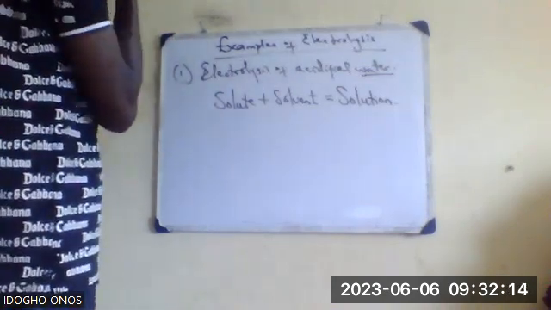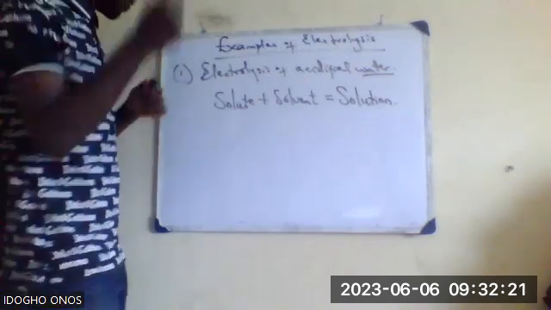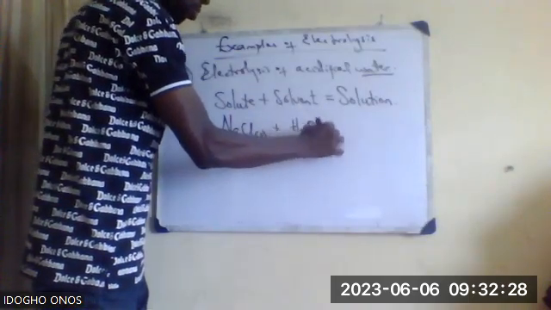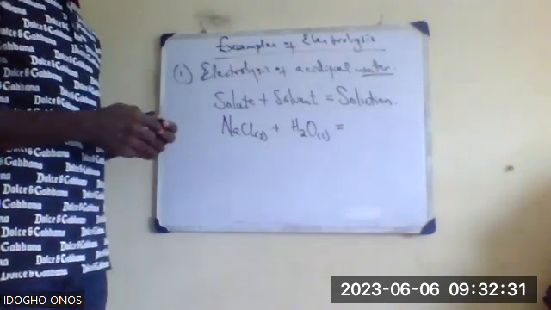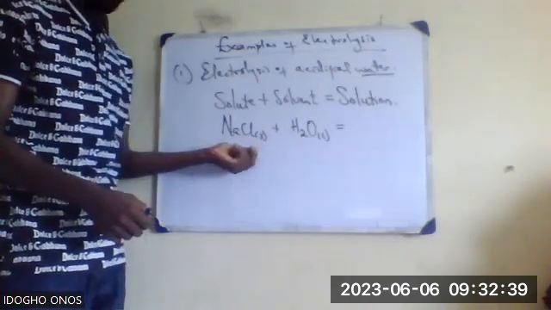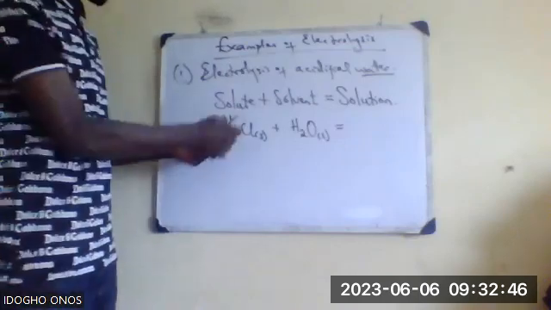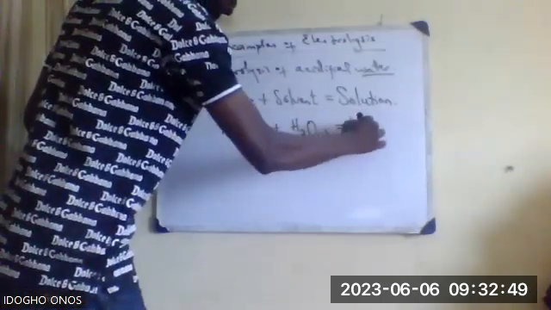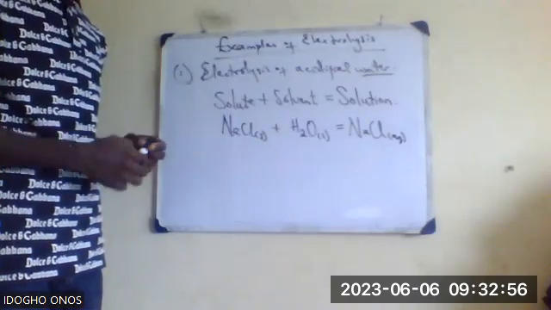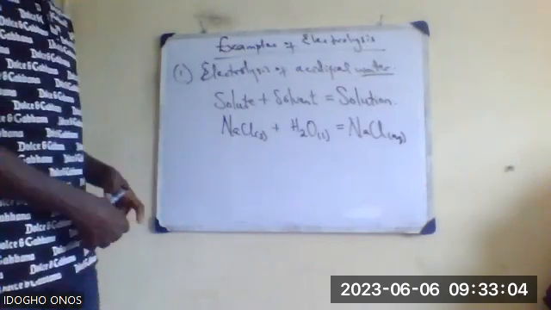So take note that a solution is made up of two components, the solute and the solvent. Then I have NaCl, solid, and H2O, liquid. What will I get in this equation? NaCl is sodium chloride, solid. H2O, water. Gives me sodium chloride solution, which will now be aqueous. So this is just like you having your normal table salt. You put it inside water, the salt will dissolve and give you a solution.